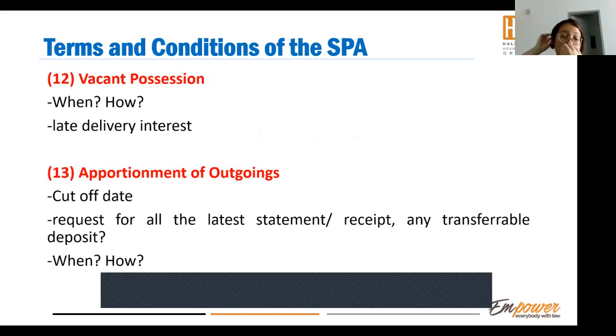So 12, VP clause, vacant possession, when to deliver.